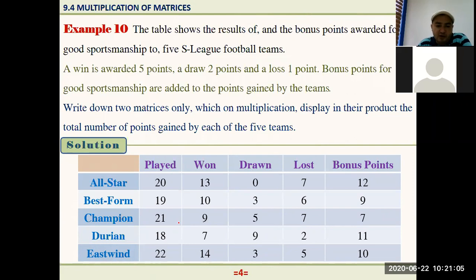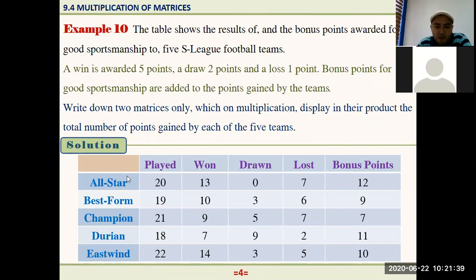The first column shows the number of games played. All-Star played 20 games, Best Form 19, Champion 21, Durian 18, East Wing 22. If any team wins a match, how many points do they get? It says a win is awarded 5 points, a draw 2 points, and a loss 1 point. Bonus points for good sportsmanship are added to the points gained by the teams.